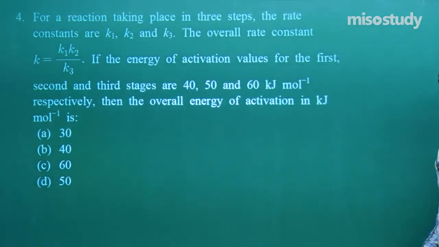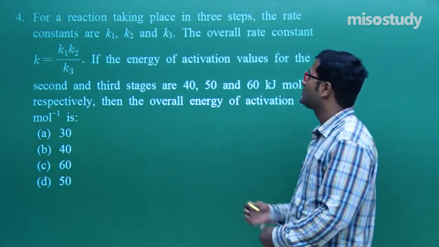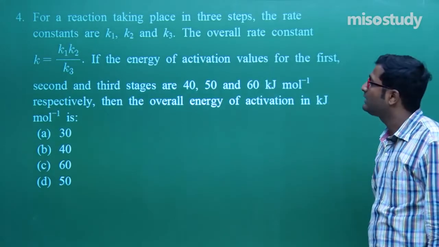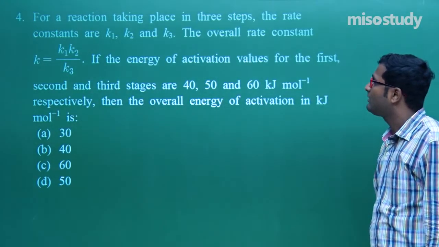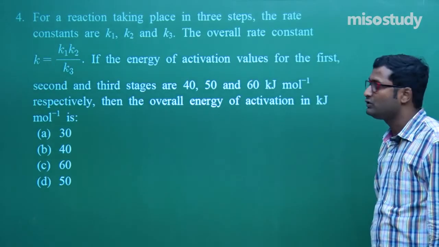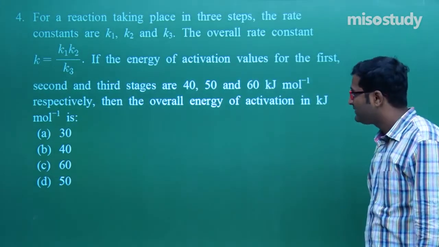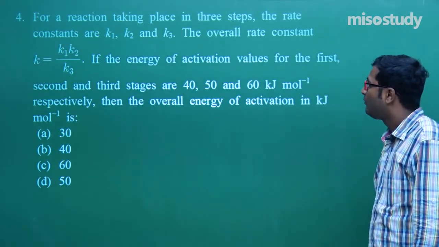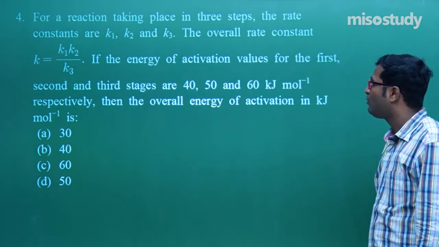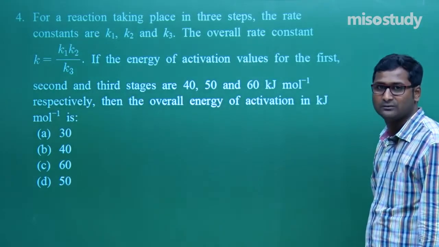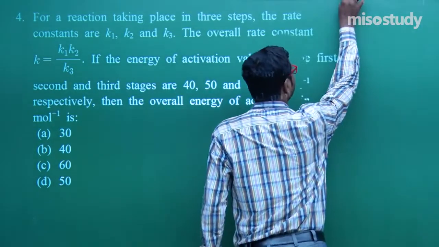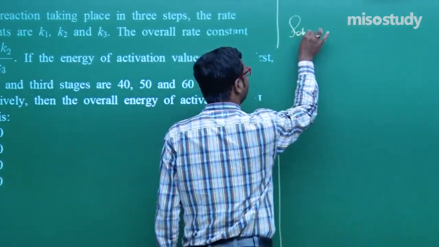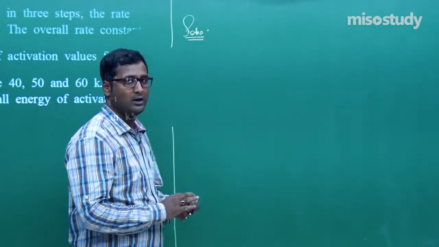Question number 4. Read the question carefully. For a reaction taking place in 3 steps, the rate constants are k1, k2 and k3. The overall rate constant k is equal to k1 into k2 upon k3. If the energies of activation for the first, second and third steps are 40, 50 and 60, then the overall energy of activation is very simple. Now what to do? Check it out. I am giving you a detailed solution for this question.